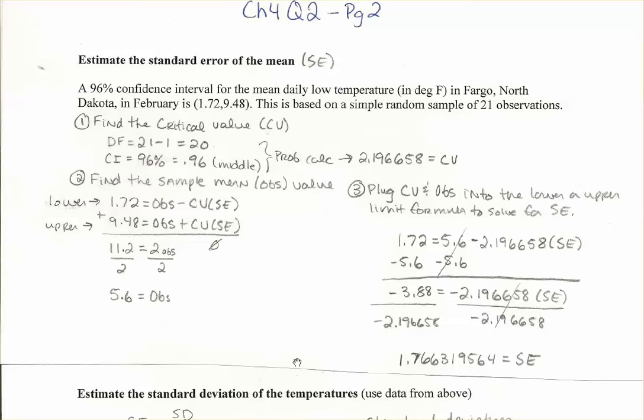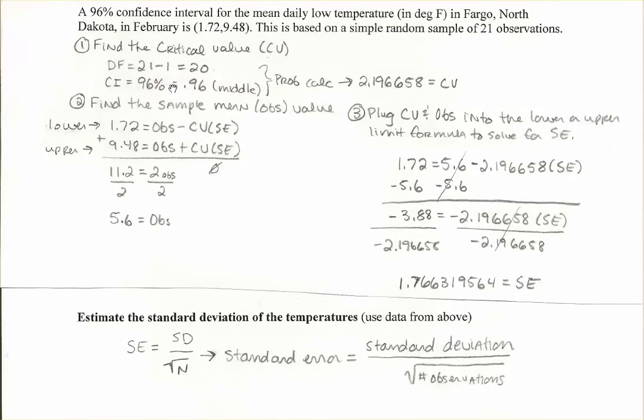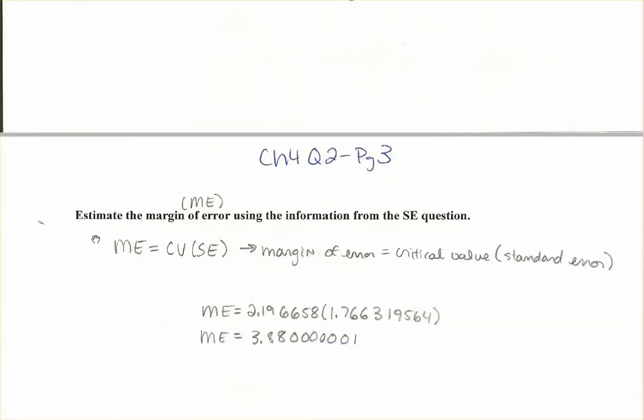When you actually do the margin of error, you're going to have to do step 1, 2, 3, and then come down, and this will be step 4 for margin of error. I just went ahead and skipped to it, where margin of error is equal to the critical value times the standard error. So the margin of error is equal to critical value times standard error.